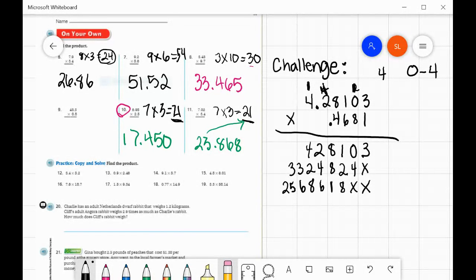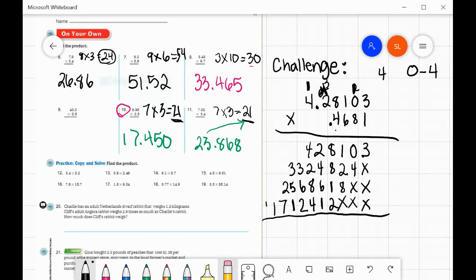Okay, so we just multiplied by the 6. Now we're going to go over to the 4. So we need 3 placeholders. So we're multiplying right here by the 4. 4 times 3 is 12. Carry a 1. 4 times 0 is 0. Plus 1 is 1. 4 times 1 is 4. 4 times 8 is 32. Carry a 3. 4 times 2 is 8. Plus 3 is 11. Carry a 1. And 4 times 4 is 16. Plus 1 is 17.